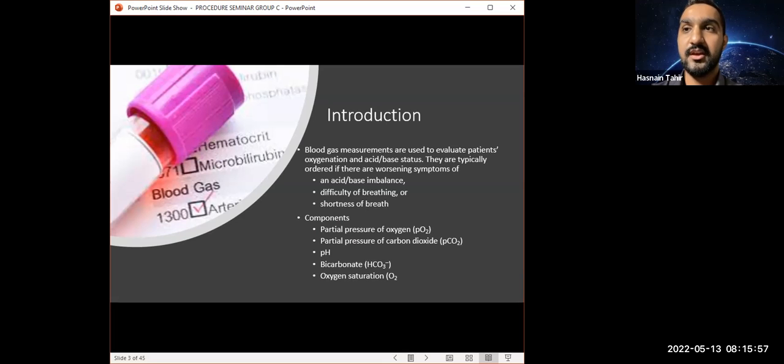Before we go into it, I would just like to indicate the difference between ABG and VBG, venous blood gas. VBG and ABG are actually comparable except for partial pressure of oxygen and partial pressure of carbon dioxide. Otherwise, the values are quite similar according to the studies made.